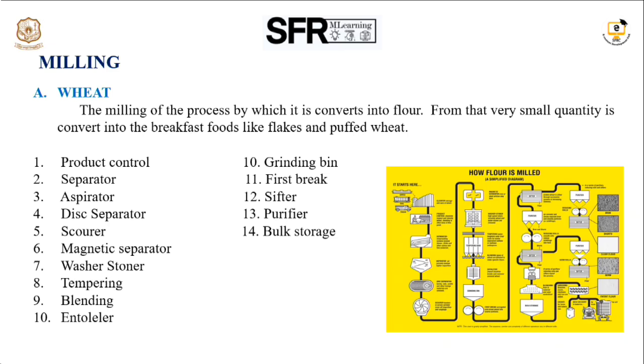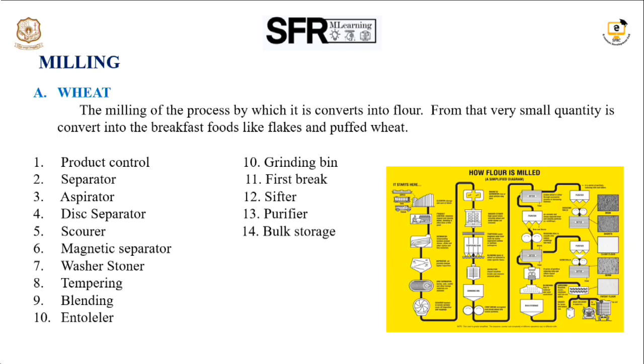After that, the grinding bin. In the grinding bin, it passes to the first breaker. In the first breaker, the coarse particles are broken. The flour, which is very minute particles, is collected separately, and the coarse is collected separately. After that, it goes to the sifter. Here they are separated again. In the first break, they grind it into coarse. Second, in the sifter, the coarse particles and the flour particles are separated.